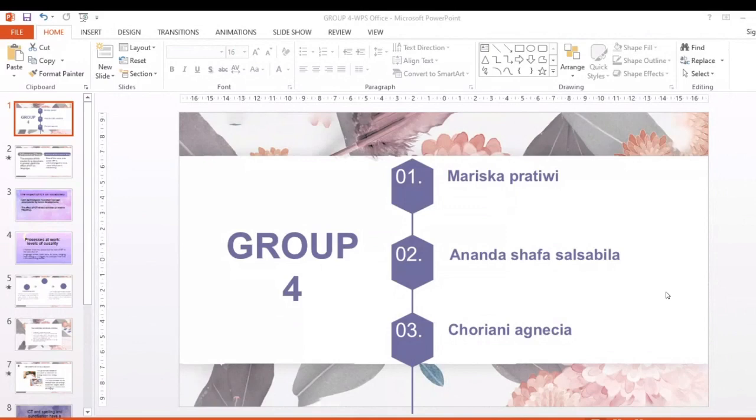Okay, Assalamualaikum warahmatullahi wabarakatuh. We are from Group 4. We'll present the continued material that has been explained by Group 3 before about ICT and language. First of all, I'll introduce our group members. The first is me, Mariska Pratiwi, as the first speaker, the second is Ananda Safa Salsabila as the second speaker, and the third is Koirani Agnesia as the third speaker. Well, let me start. Next slide, please.